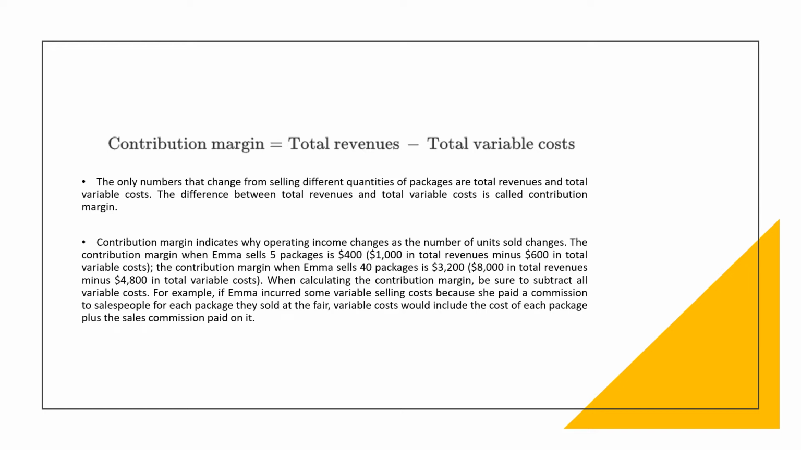The contribution margin when Emma sells 5 packages is 400, that's 1,000 total revenue minus 600 in total variable costs. The contribution margin when Emma sells 40 packages is 3,200, that's 8,000 in total revenues minus 4,800 in total variable costs. When calculating the contribution margin, be sure to subtract all variable costs. For example, if Emma pays a commission to salespeople for each package they sell at the fair, variable cost would include the cost of each package plus the sales commission paid on it.